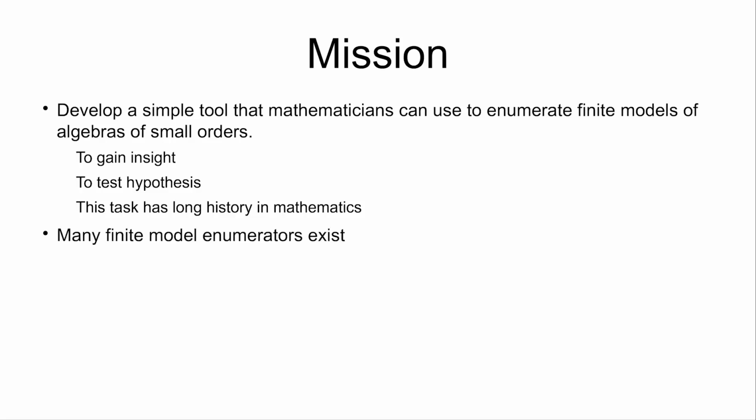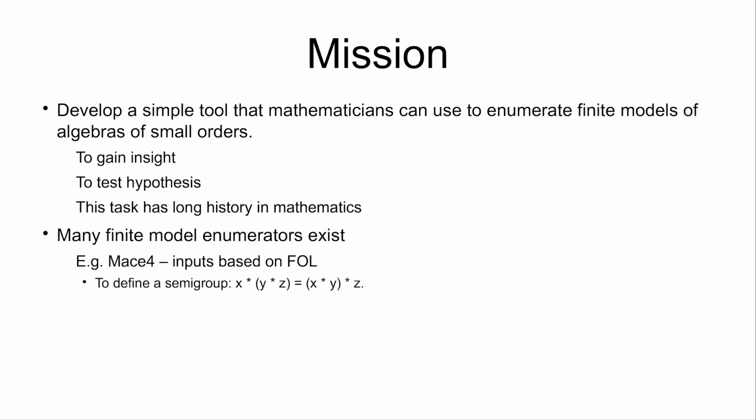There exist many finite model generators, such as Mace4, that use first-order logic to define algebras. First-order logic is very popular among mathematicians because of its simplicity. For example, to define a semigroup, we only need one first-order logic formula to say that the multiplication is associative. However, the problem is that finite model generators based on first-order logic usually generate many isomorphic models.